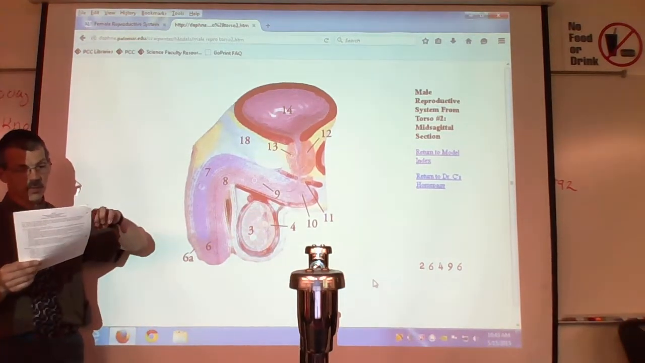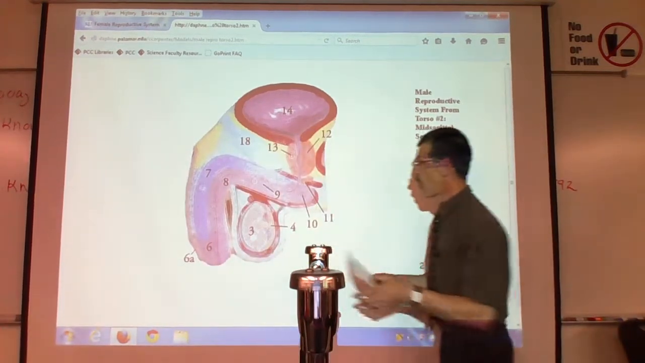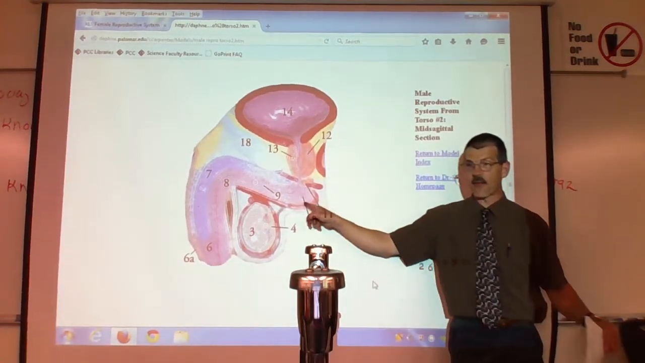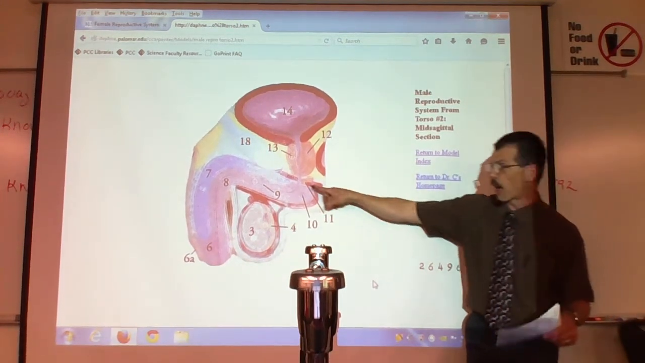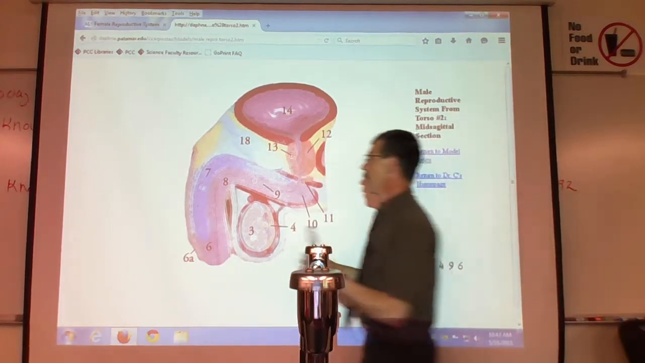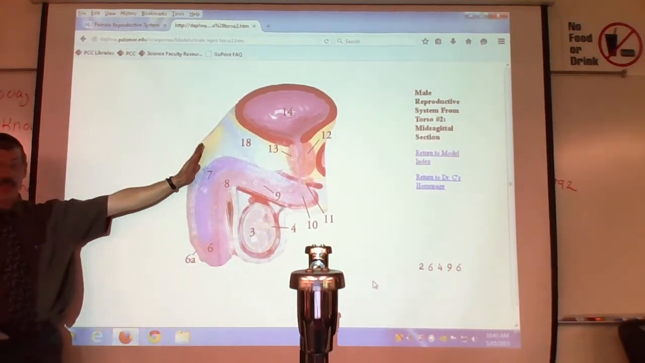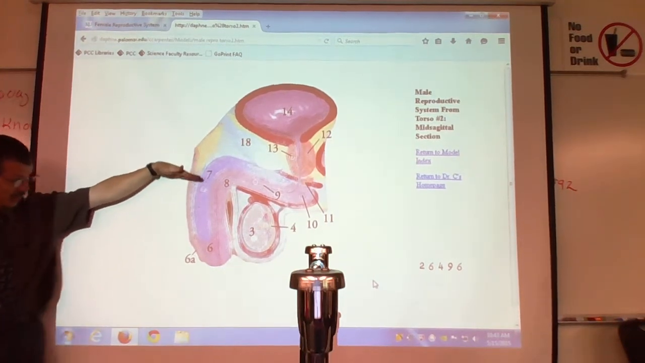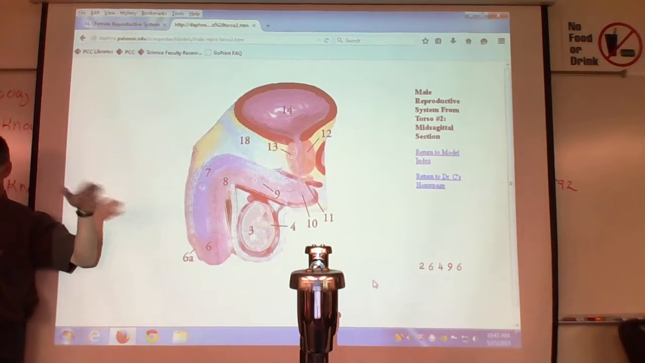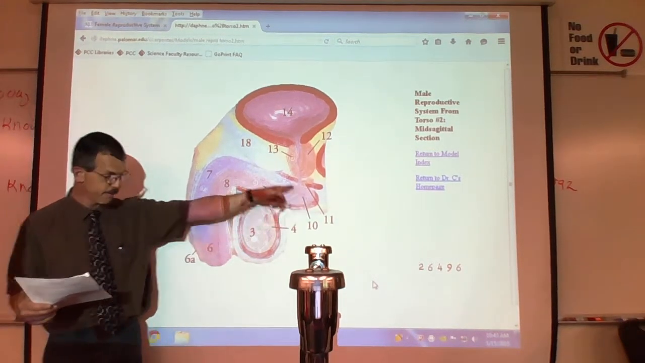Okay, we got some penis words on here we have to know. This part I was pointing to, number 10, by the bulbourethral gland, is called your penis what? Bulb, like a bulb in the ground. That's the bottom part of the penis. The part you can't touch, from here to here, that's the root, just like the root of a plant under the ground. The part you can touch is the shaft, which makes some sense. So shaft, root, bulb. All right?